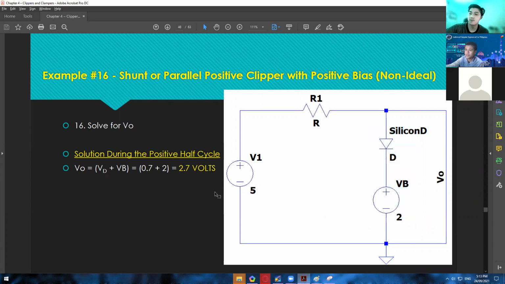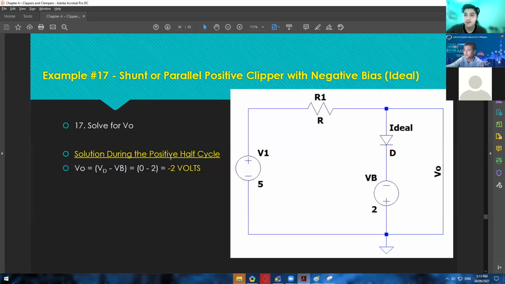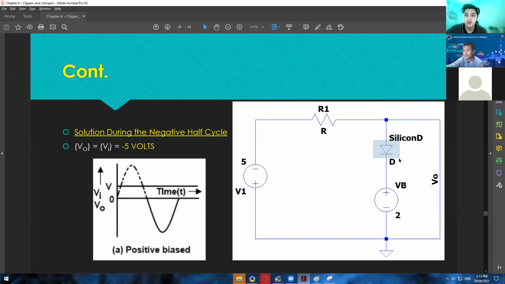So are we clear with positive half cycle and why we've got here 2.7 volts? Okay, so if ever that you have questions, just let me know. And then during the negative half cycle, this will become a reverse bias, and reverse bias din siya dito sa bias voltage natin. So all throughout, our only reading of VO will be this VI right here. So we have negative 5 volts.